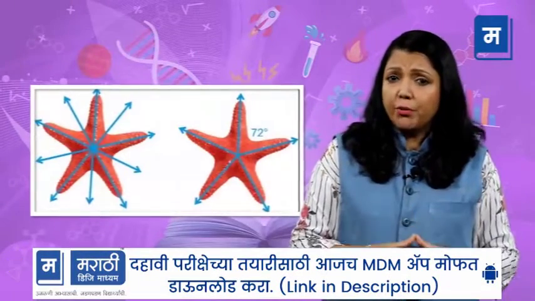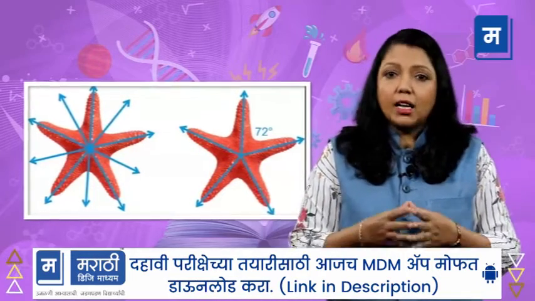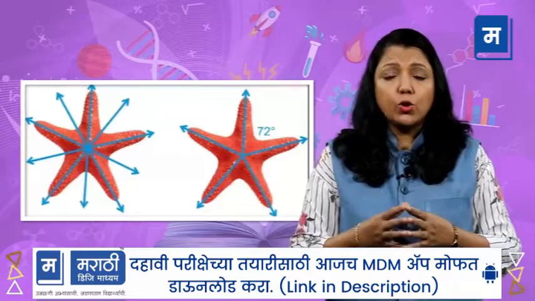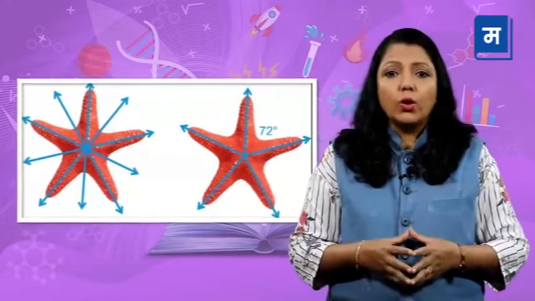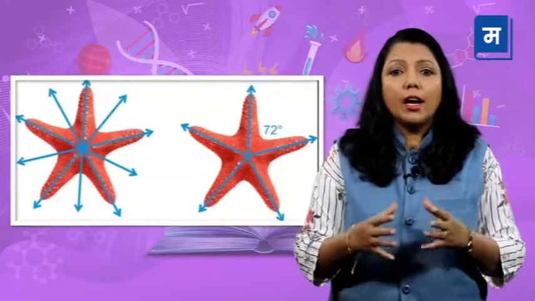But if five different planes pass through central axis of body and if the body gets divided into two equal halves, then this is known as radial symmetry. For example, starfish and other echinodermata.